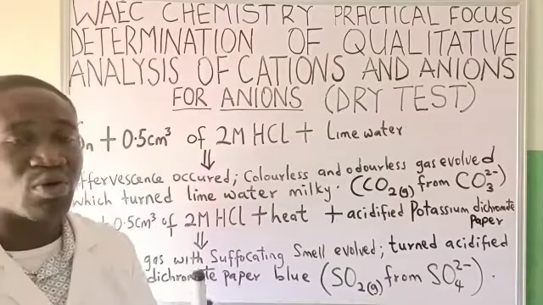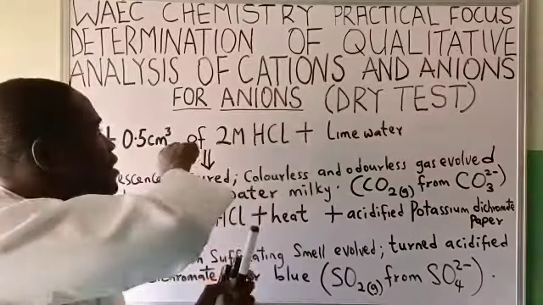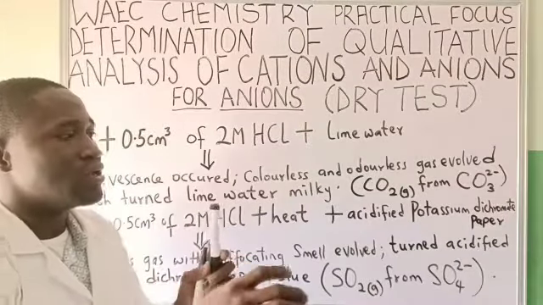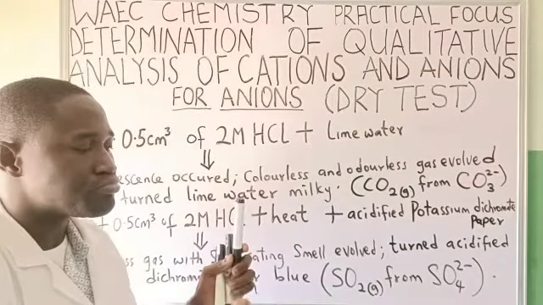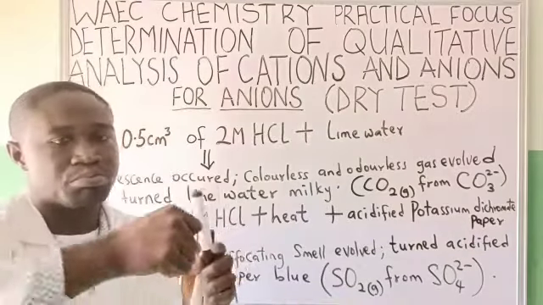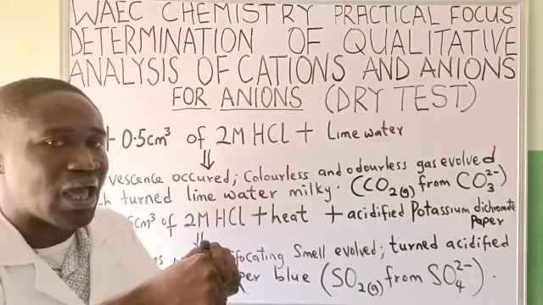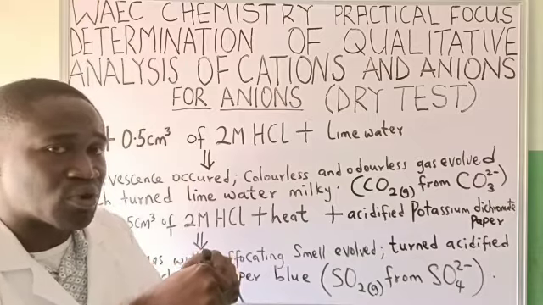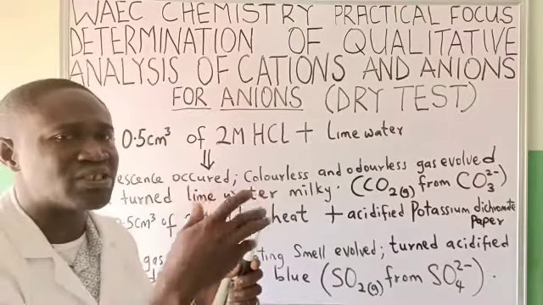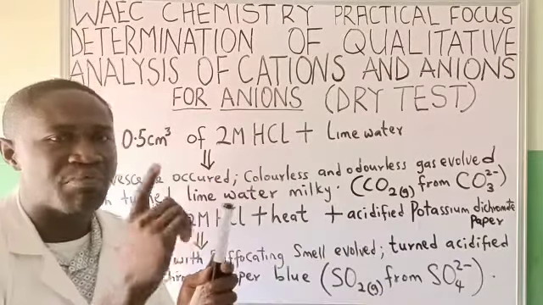Why I'm saying it is because some students can be too slow, as they just add the few drops of 2 molar HCl inside it. Then because they are very slow, by the time they bring the lime water to face the top of the test tube to see if it will turn it milky, you will notice that the gas has finished evolving because this happens in milliseconds. The gas that is evolving, which is CO2 gas, is evolving in milliseconds.